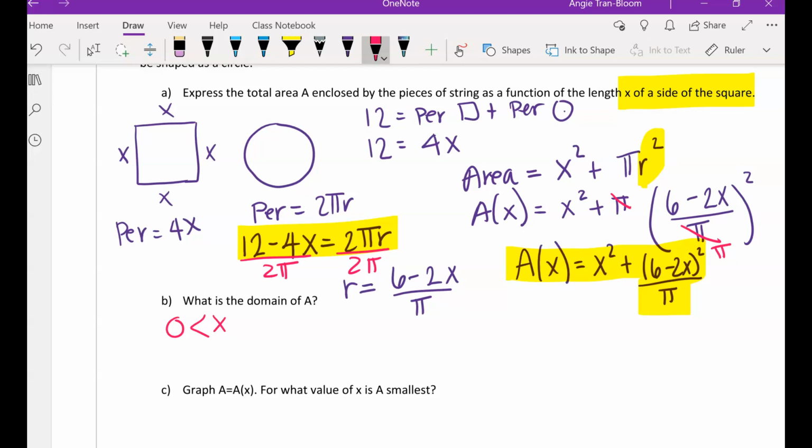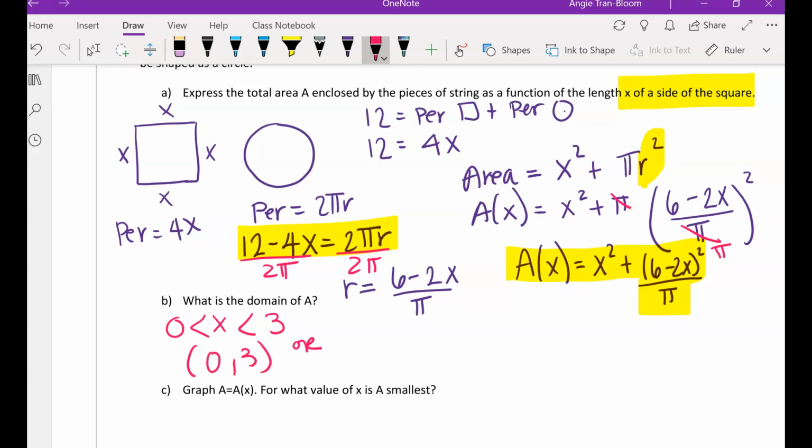How come we're not including 3? Because you still have to have some for the circle. You're right, because I had to make 2 shapes, okay? I can have 2.95 for the total perimeter of the square. I still need to leave a little bit for the circle. So non-inclusive at 3. Okay, I will also take 0 to 3 if you'd like to write it in interval notation.